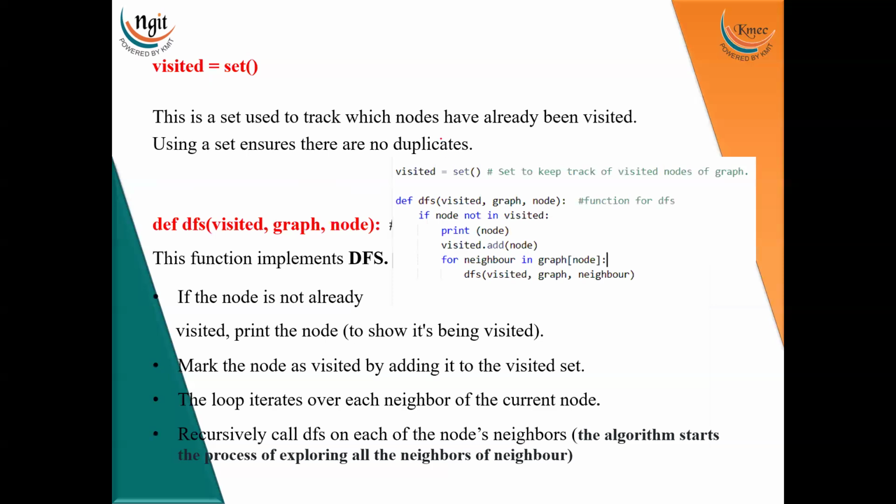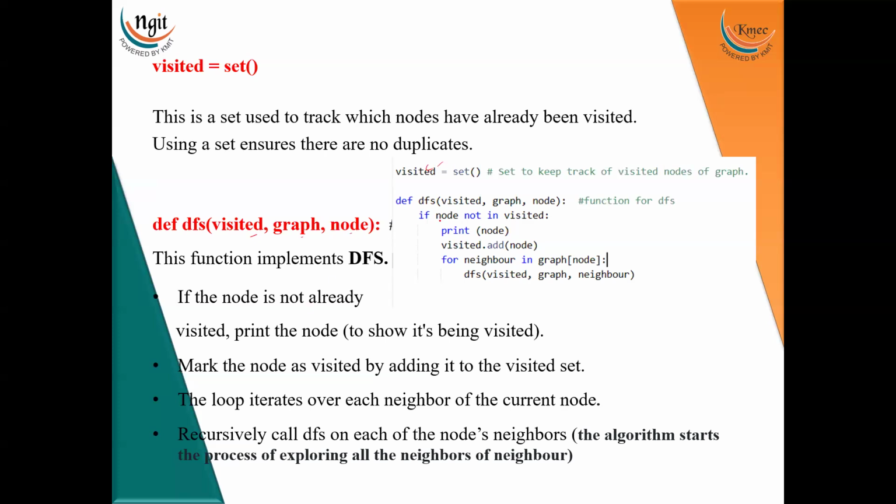Next, I am creating one set. To keep track of visited nodes, I am using the set, and I have assigned it to a variable called visited. The reason we are using a set is to ensure that there are no duplicates. Then we are defining the DFS function. To implement DFS, we are defining one function with three parameters: visited, graph, and node.